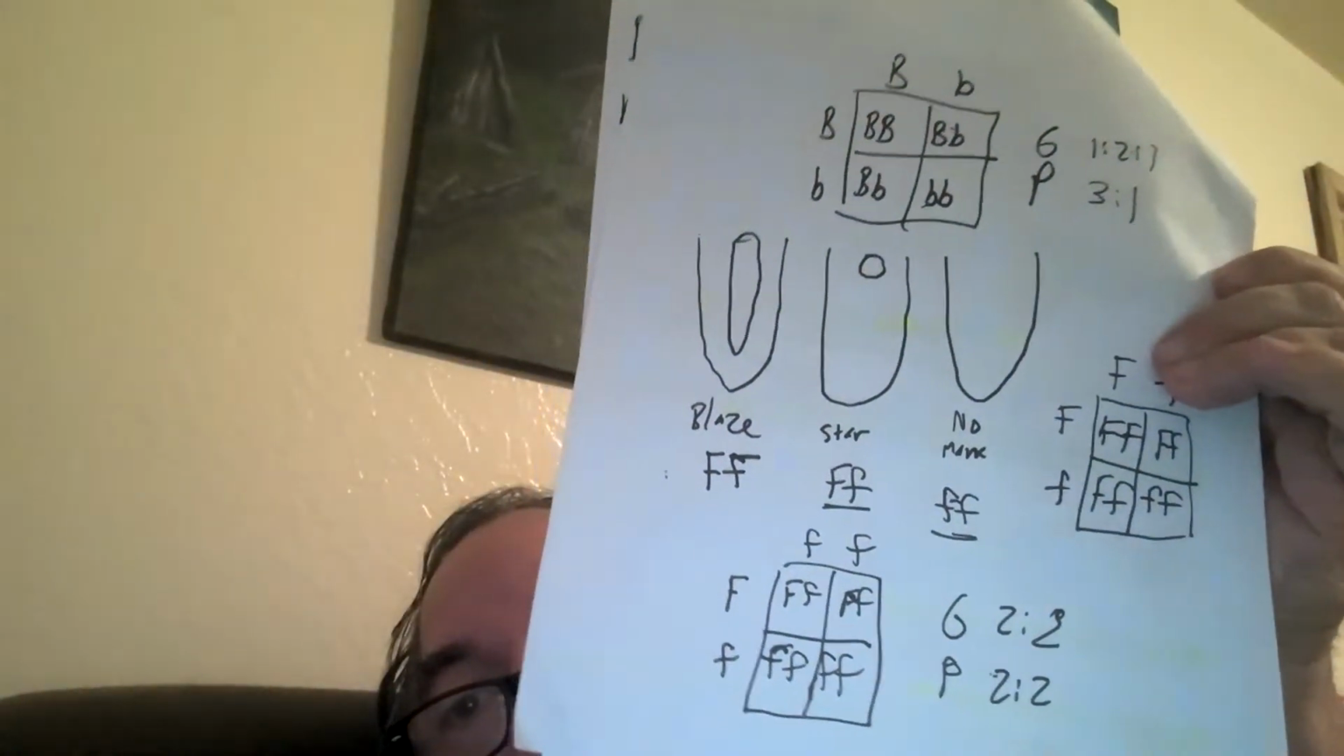All right. So we're going to cross two horses with stars. Remember, stars are heterozygous. So big F, little f on the side, big F, little f on the top. Two big F's on the top left. One of each on the bottom left. One of each on the top right. And two little f's on the bottom right. Yep. Our genotypic ratio is 1 to 2 to 1. Our phenotypic ratio is 1 to 2 to 1.